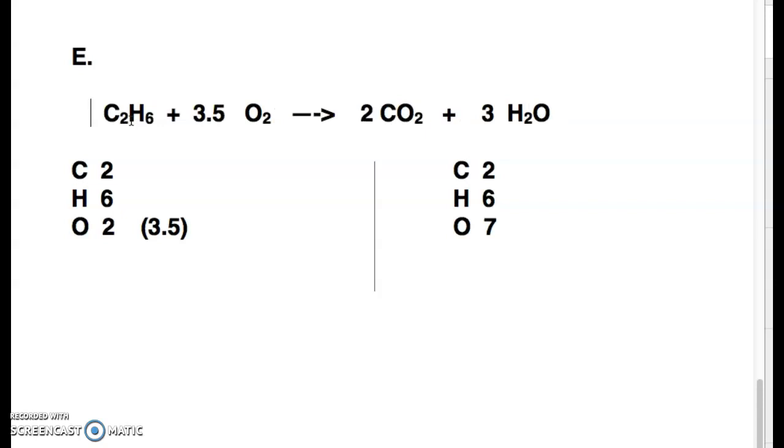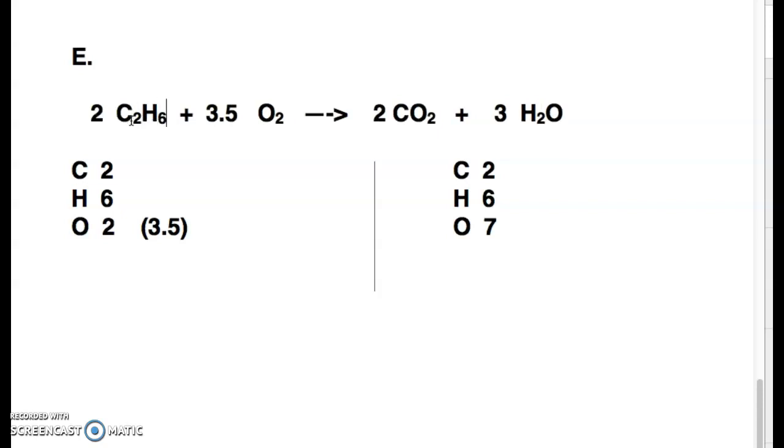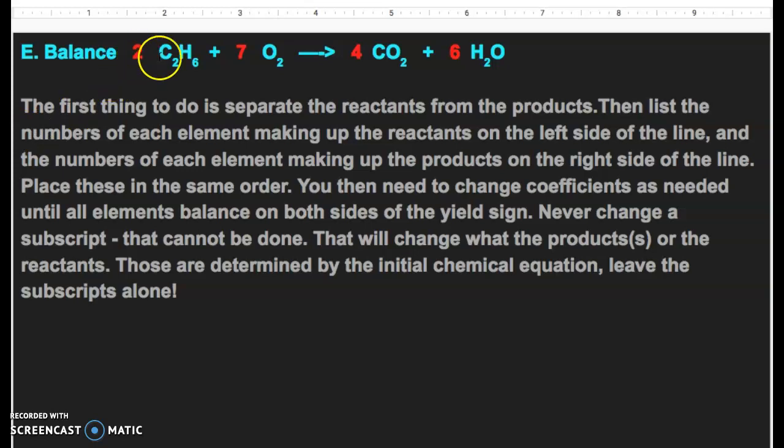1 times 2 is 2. Then you take the 3.5. Multiply that by 2 is 7. And you have to multiply everything by the 2. That 2 becomes 2 times 2 or 4. And that 3 times 2 becomes a 6. There's the balanced chemical equation for that. 2, 7, 4, 6. 2, 7, 4, 6, right? Okay, so let's keep on going.